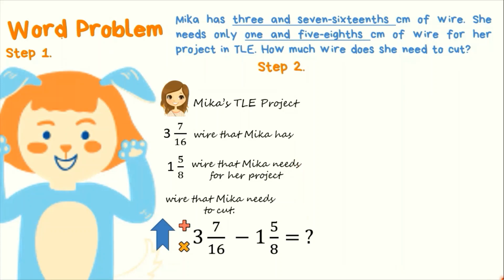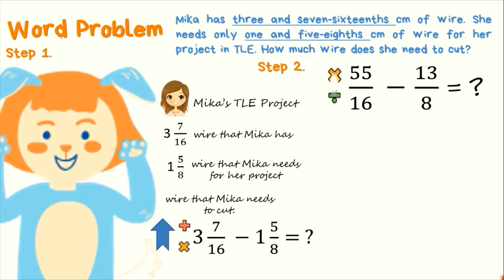Dahil meron na tayong improper fractions, pwede na tayong mag-proceed. 55 over 16 minus 13 over 8. Aalamin lamang natin iyong sagot. However, these two are dissimilar fractions, kaya hindi natin siya pwedeng i-subtract agad. Kailangan muna natin siyang i-convert to its equivalent fractions para maging similar fraction siya. To do so, kailangan lamang nating alamin ang kanilang LCD.